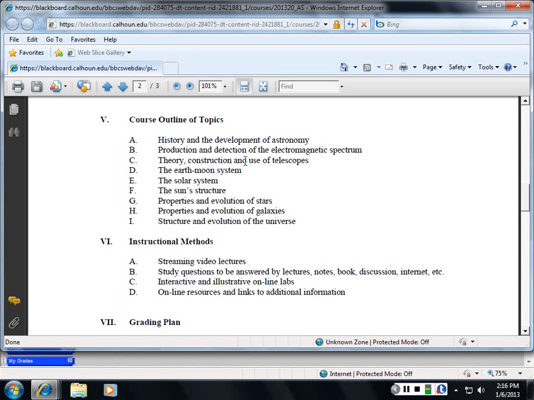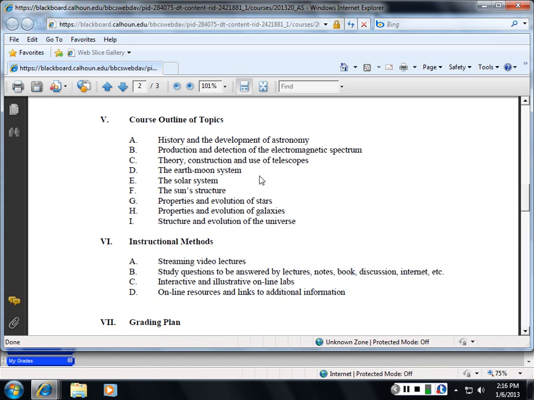At some point, we'll look at the theory and construction of telescopes. We'll study the Earth-Moon system, which is a system we should know very well. It's the closest environment. The solar system in general, all the planets, all the other objects in the solar system like asteroids and comets and moons.